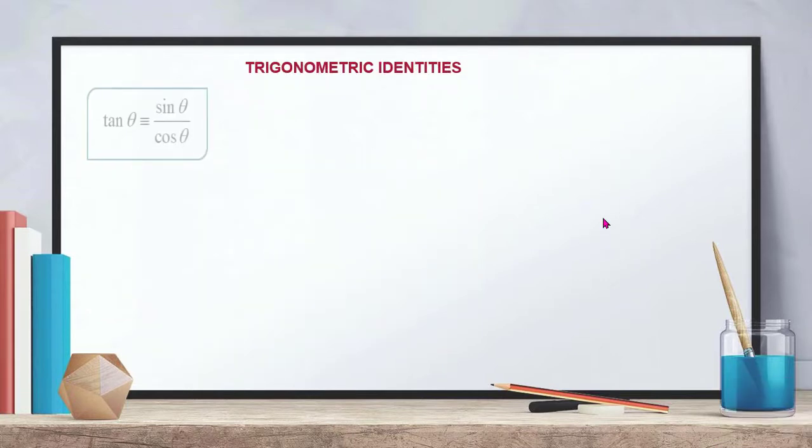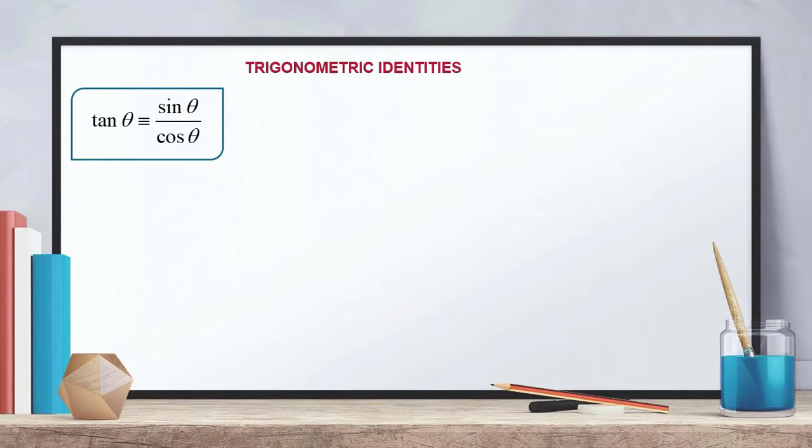The first trigonometric identity that we're going to learn is that the tangent of theta is identical to the sine of theta divided by the cosine of theta. Notice the way I write the symbol for identical, three equal signs. So the tangent of theta is identical to the sine of theta divided by the cosine of theta.